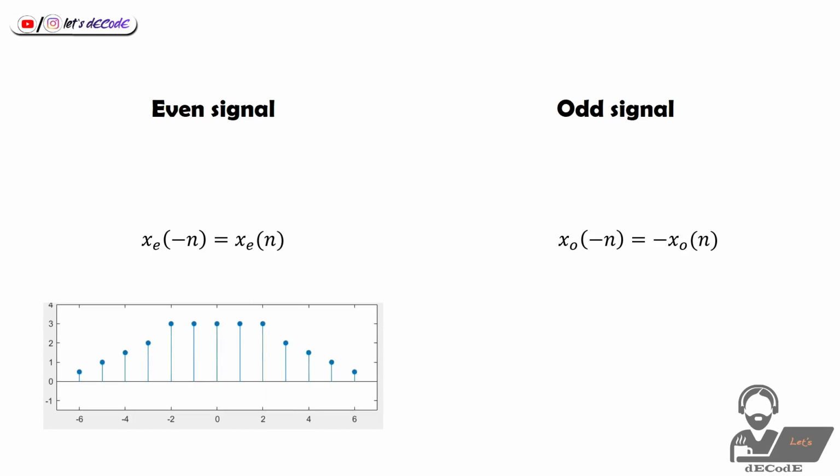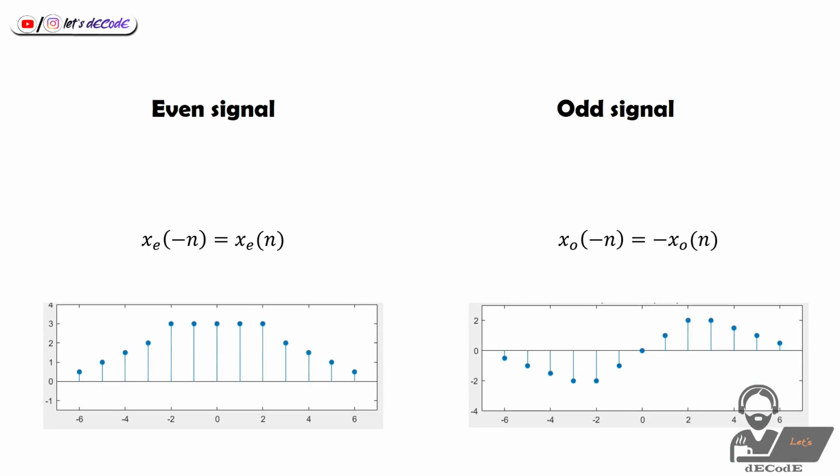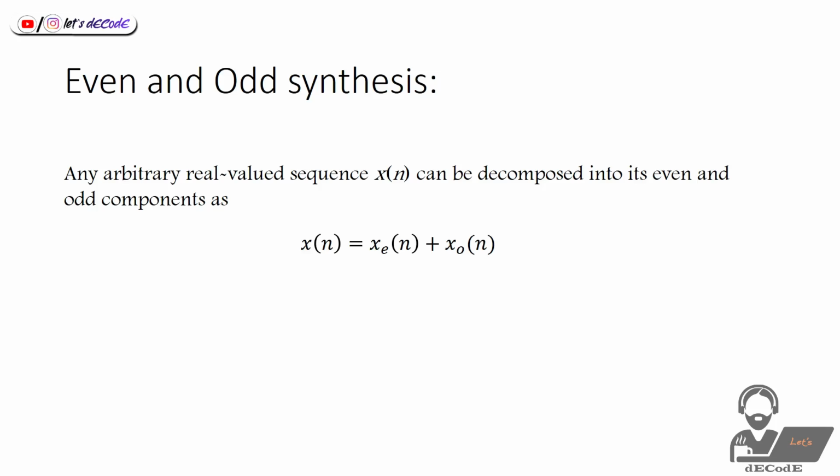Here is an example for an even signal. Even if we flip it at zero, it remains the same. And here is an example for an odd signal. Now coming to even and odd synthesis, any arbitrary real-valued sequence x[n] can be decomposed into its even and odd components, as x[n] equals xe[n] plus xo[n], where xe and xo are the even and odd components respectively.